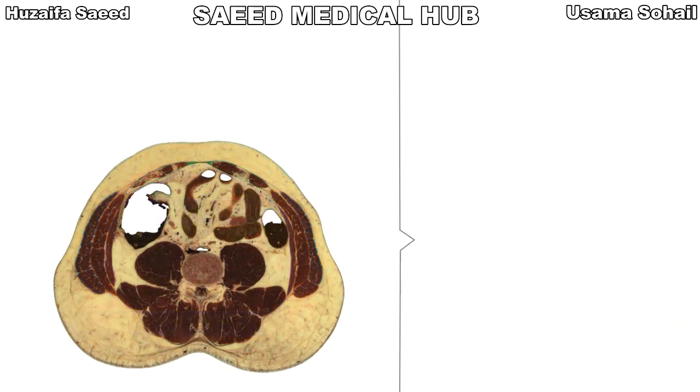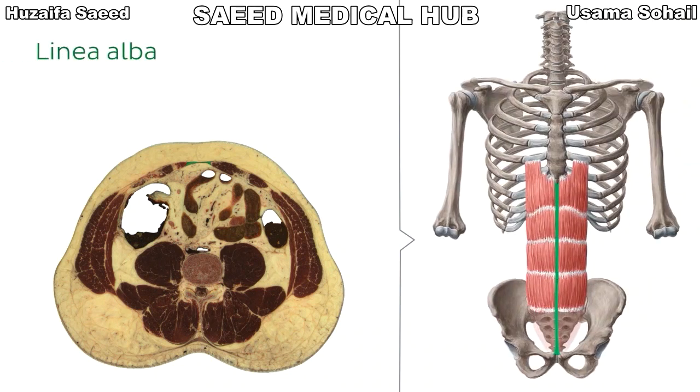In the midline of the anterior abdominal wall, between the two rectus abdominis muscles, there is a long white tendinous line called the linea alba. The linea alba is highlighted in both images. This is formed by the fusion of the three aponeuroses from the external oblique, the internal oblique, and the transversus abdominis muscles.